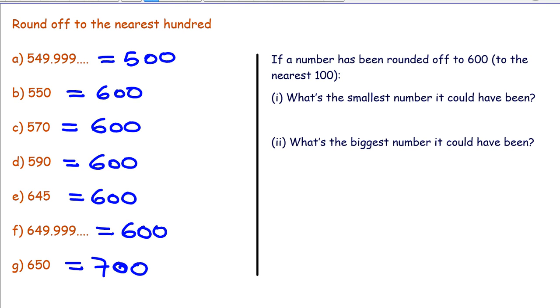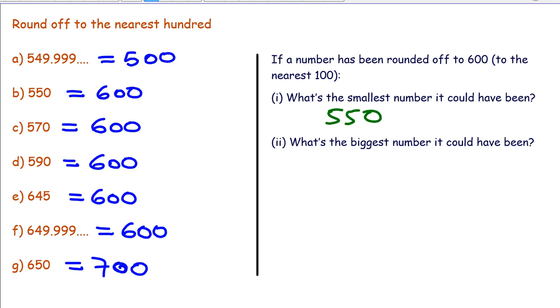So this is really interesting. If a number has been rounded, for example, to 600, to the nearest 100, like what we've done on the left, what is the smallest number it could have been? Obviously, if you look at our solutions on the left, the smallest is actually 550.